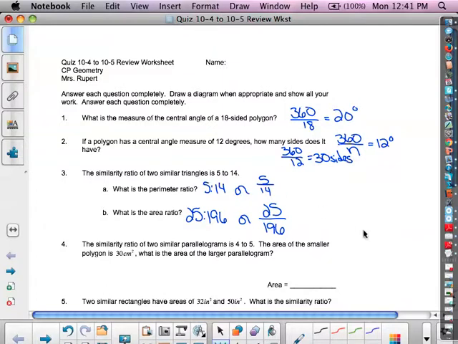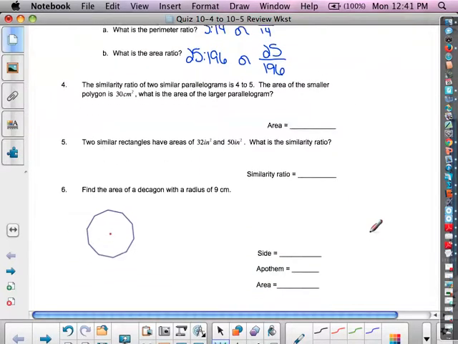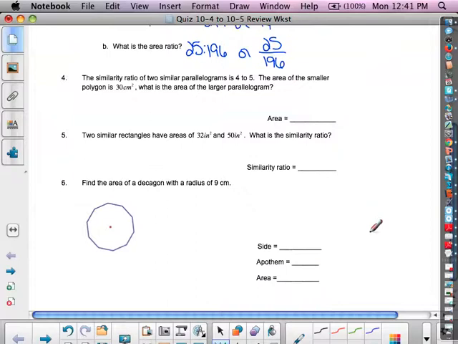Number 4 says the similarity ratio of two similar parallelograms is 4:5. The area of the smaller polygon is 30 centimeters squared. What is the area of the larger? So the similarity ratio is 4:5, but we're finding the area of the larger, so we have to square both numerator and denominator, and then set that equal to the equation which has the area of the smaller in the numerator and the larger in the denominator.